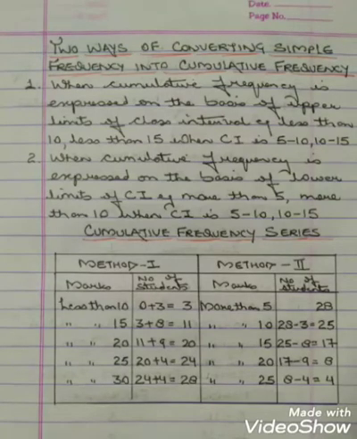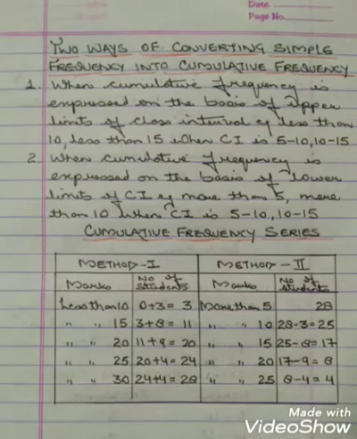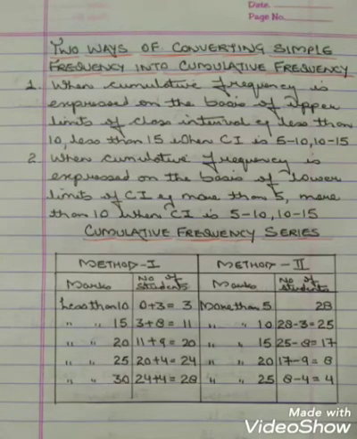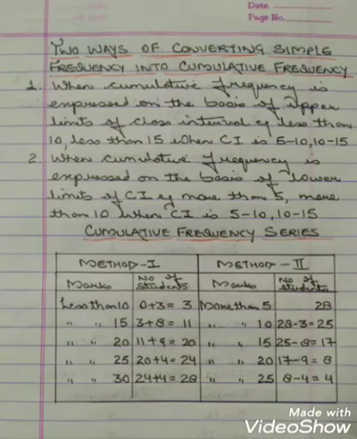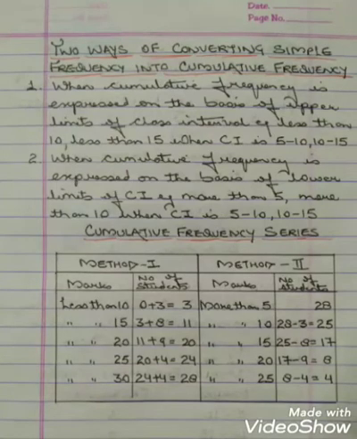Then in that condition, if your class interval is 5 to 10 and 10 to 15, you will be writing more than 5 and more than 10. Now children, I have shown you here in the table how we do it, keeping in mind the same simple frequency table which I have drawn. Keeping that frequency table in mind, this simple frequency has been converted into a cumulative frequency.